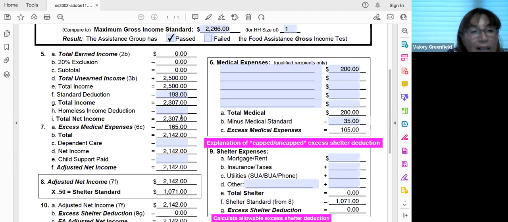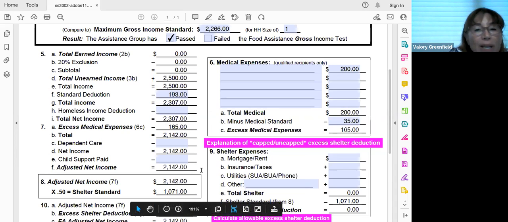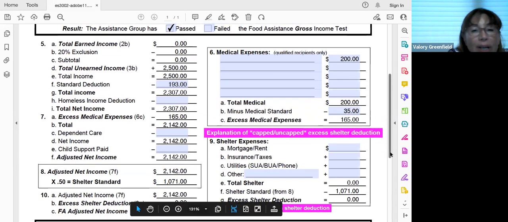We go down to box 8. Again, the form has automatically said, well, he should be spending half of his income on shelter. Let's see if he spends more.